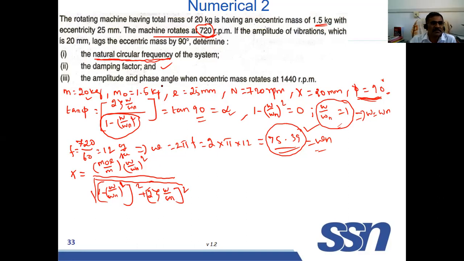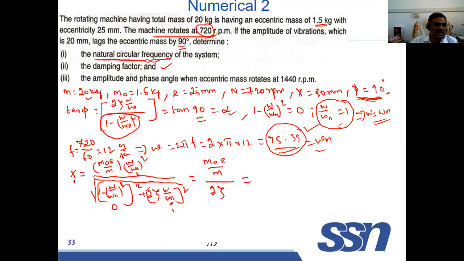In this problem, phi is equal to 90 degree. So omega is equal to omega n. What is the meaning? Resonance. That is, if omega by omega n is equal to 1, this term will be 0, and here this will be 1. So you can rewrite the equation as m naught E by m divided by 2 into psi. This is the equation.